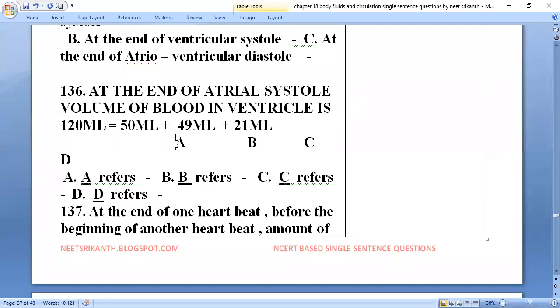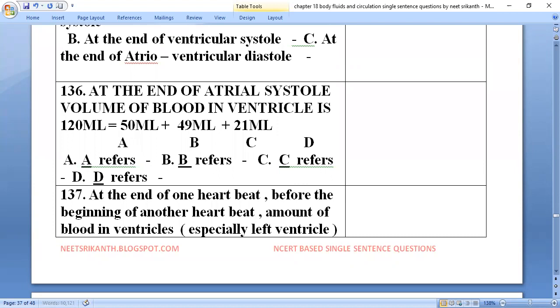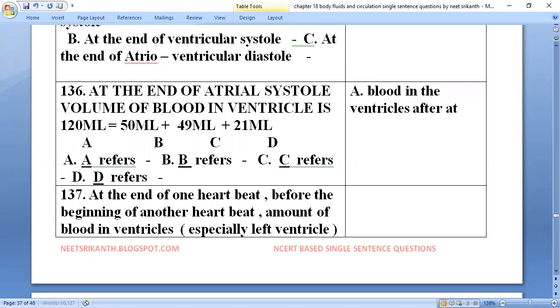We need to answer what all these are. Here, wait a minute, we are just moving on. A, 120 ml. What is 120 ml? That we need to answer. 120 ml is the blood in the ventricles after atrial systole.